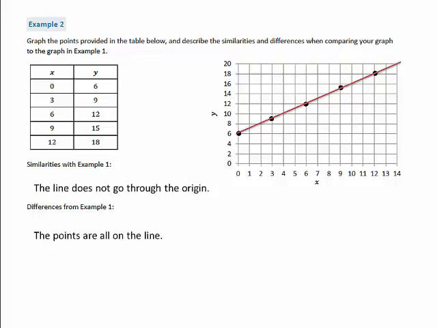If I do 9 divided by 3, the second one, that answer is 3. If I do 12 divided by 6, that value is 2. 15 divided by 9 is somewhere around 1 1/3. And 18 divided by 12 is 1 1/2. So you can see the values of my ratio wouldn't be the same if I found them. So this is definitely not a proportional relationship.